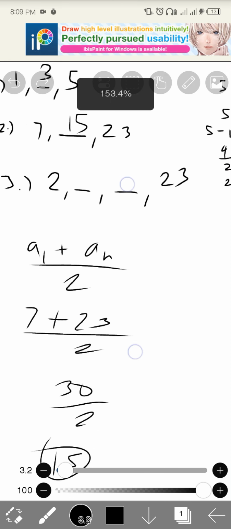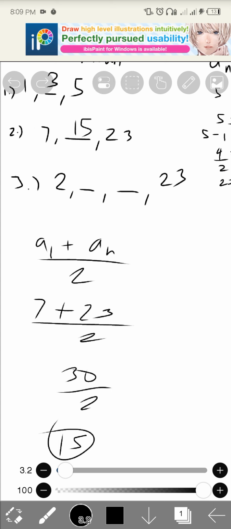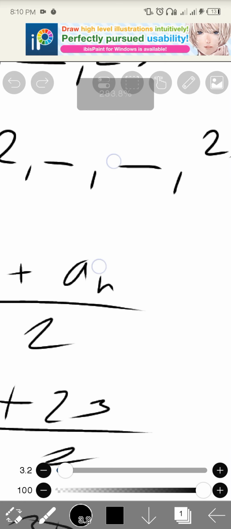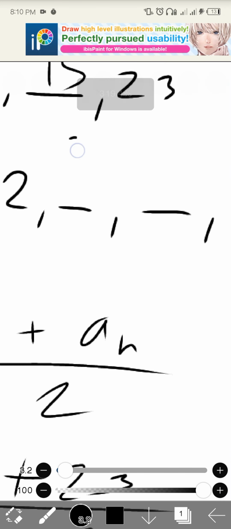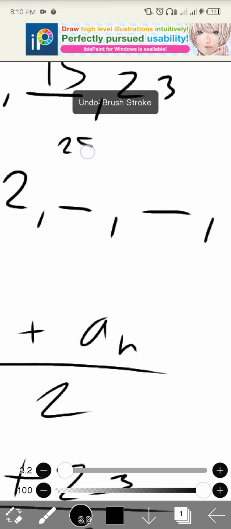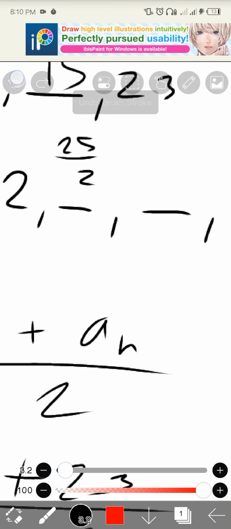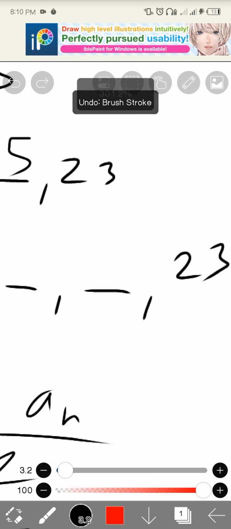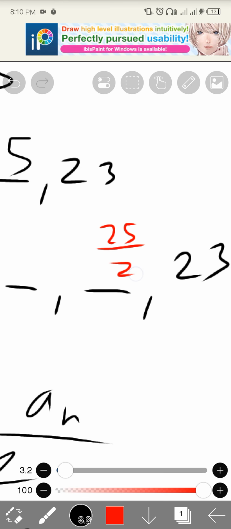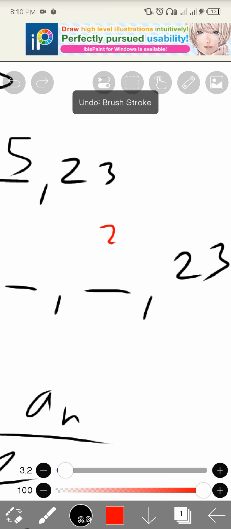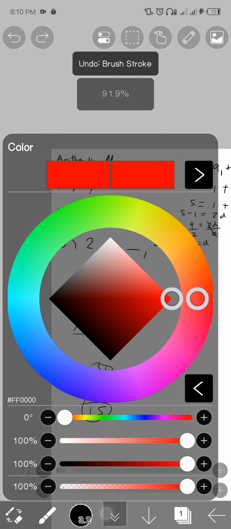So here, 23 plus 2 is 25. And if we divide 25 by 2, it's 25 over 2. So not really a whole number, and it can't be placed anywhere. It doesn't reach here, right? Which means we're forced to use the formula.